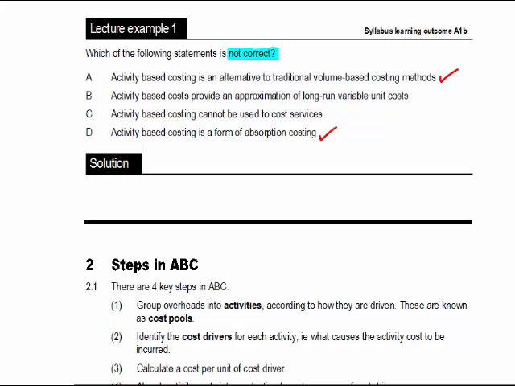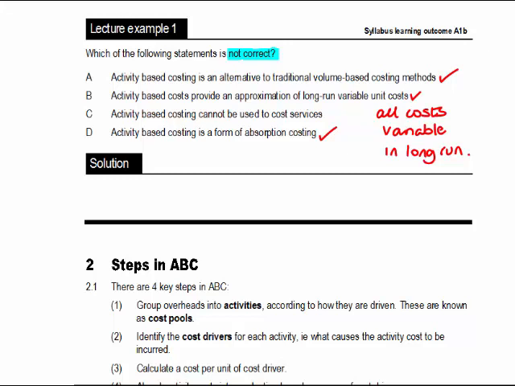Statement B, activity-based costs provide an approximation of long-run variable cost of units. Well, this is actually true as well, because in activity-based costing, we make the assumption that all costs are actually variable in the long run, and they're all variable in relation to a particular cost driver. So that's something that you may hear again.